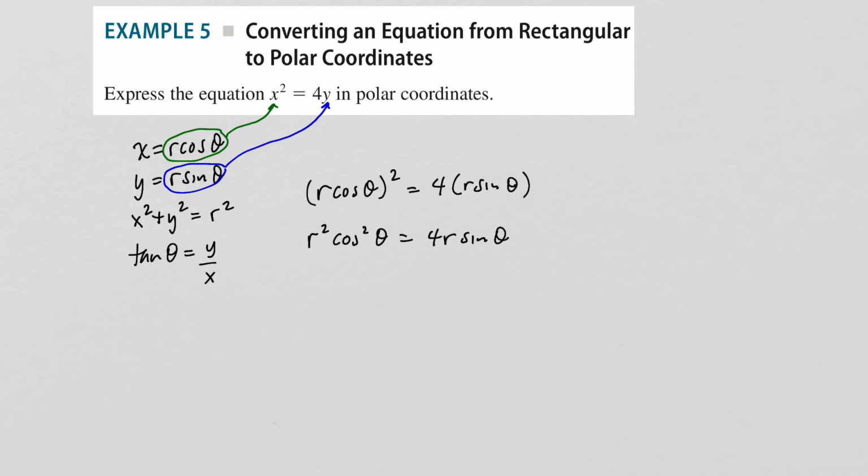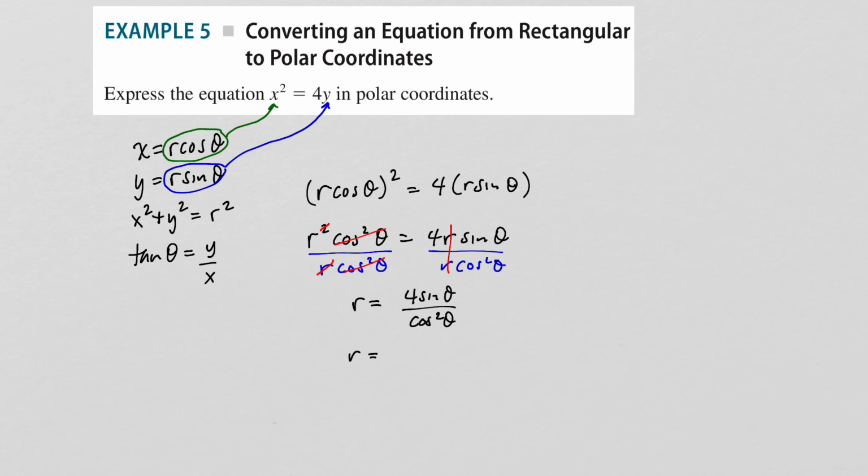And what we typically like to do when we're putting an equation in polar coordinates is we like to solve for r if possible. So what I'm going to do here is divide both sides by r cosine squared of theta. What this will do is it will cancel one of these r's here, and then the cosines will cancel there. And we have r is equal to, on the other side, the r's cancel out, and we have 4 sine of theta over cosine squared of theta.